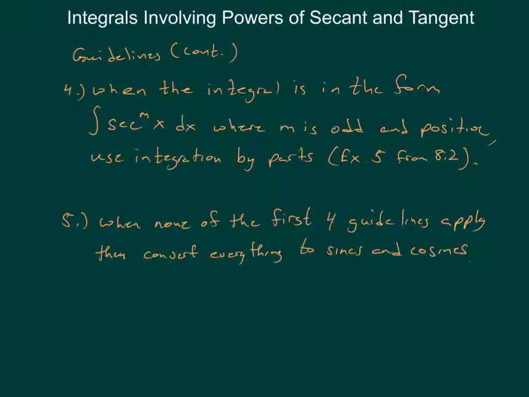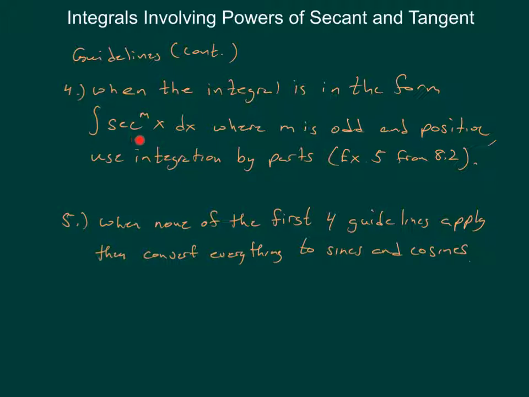And because there are 5 guidelines, we do need to go to a different slide. So in this case, now we have the guidelines continued. And what's happening here, we're going to have an integral in the form of secant to the m x dx. Now you've dealt with this. We dealt with this in class when we did integration by parts. I did the integral of secant cubed x. Okay. And I pointed out to you that was example 5. Look at this. Example 5 from 8.2.